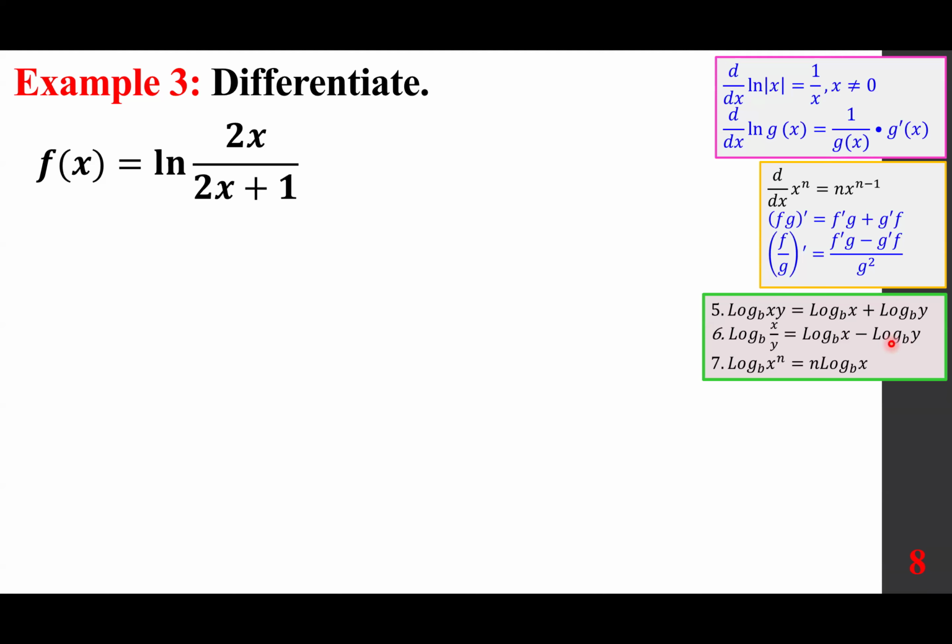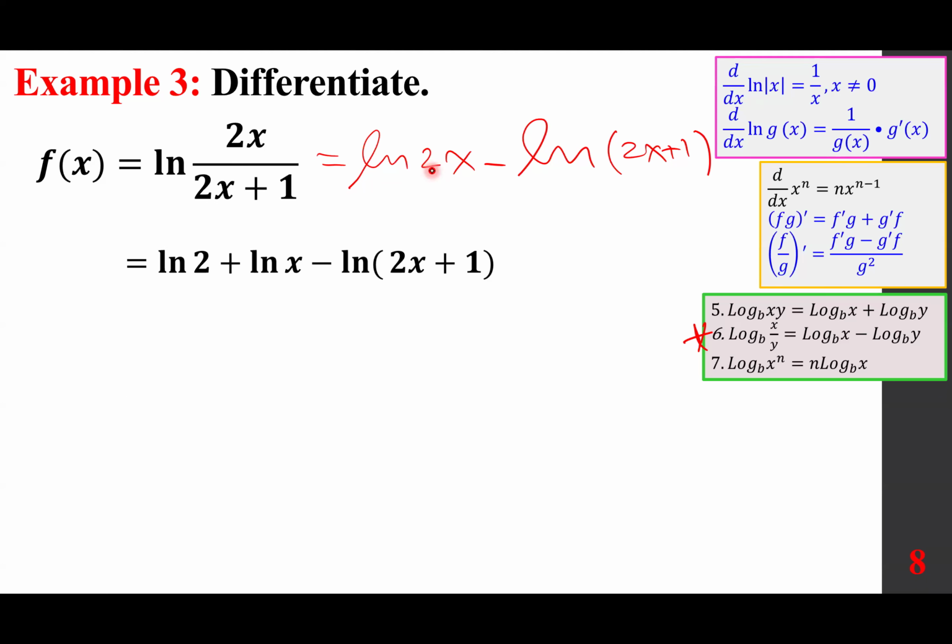Use the properties of logs to decompose this completely. So first, I'm going to write ln of the numerator 2x minus ln of the denominator 2x plus 1, which means I'm using property number 6, the quotient rule. Then for ln of 2x, I'm going to use number 5, and I'm going to cut it into two pieces, ln 2 plus ln x. This is completely decomposed, so we can differentiate it easily.